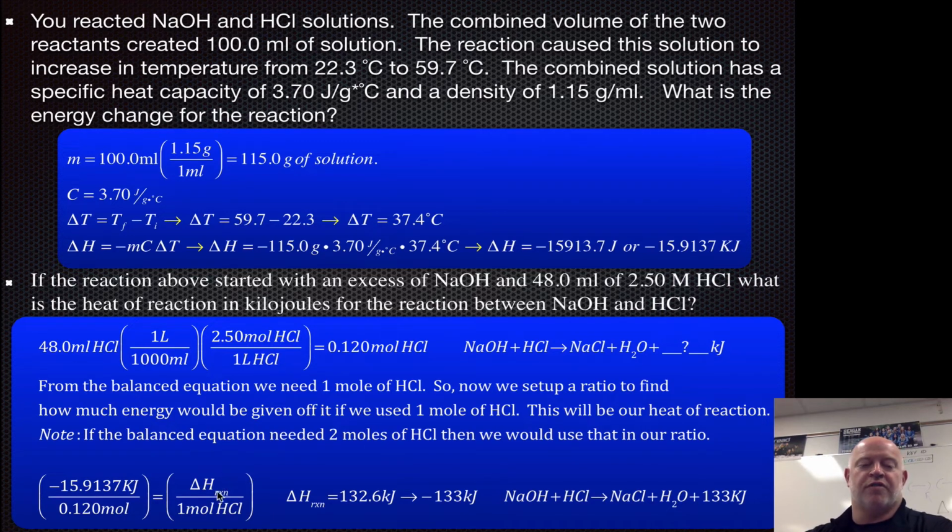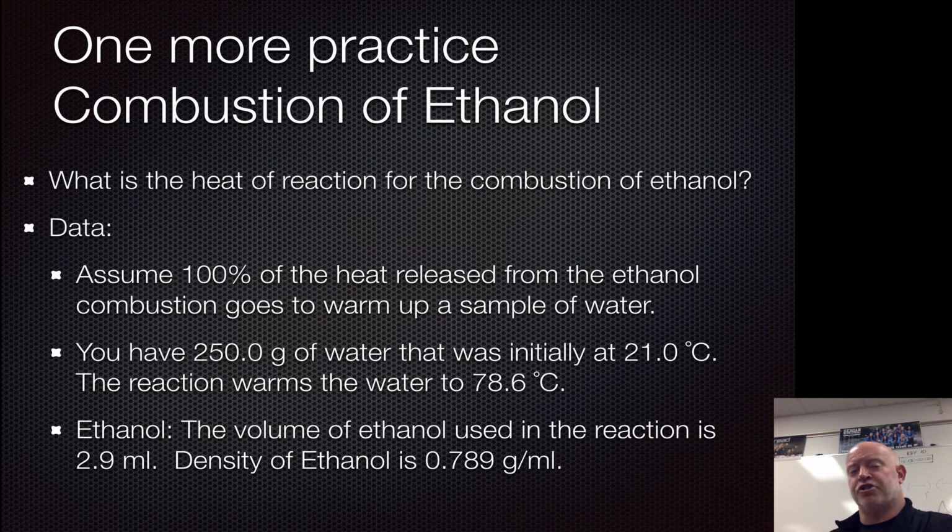Solve for delta H, do our little math, and we get 132.6 kilojoules. It's negative in our work, so we get a negative 133. When I write it back into the equation, I put it on the product side as a positive. That's how we solve that one. All right, we're going to do one more practice, and you're on your own for this one, and then I'm going to give you the whole solution at the very end.